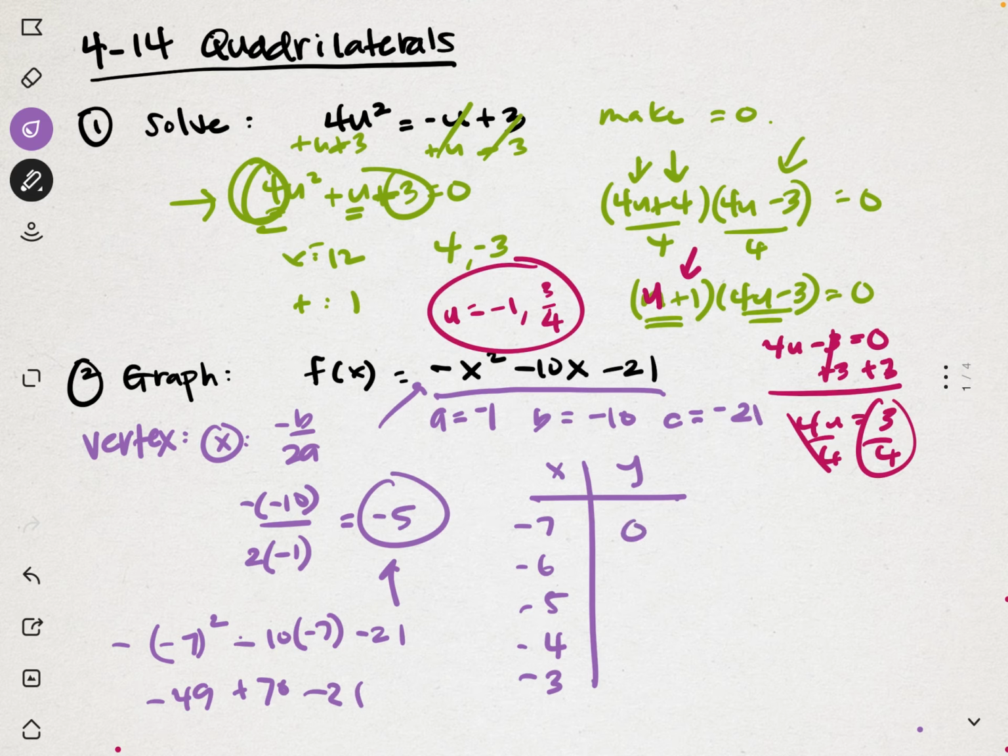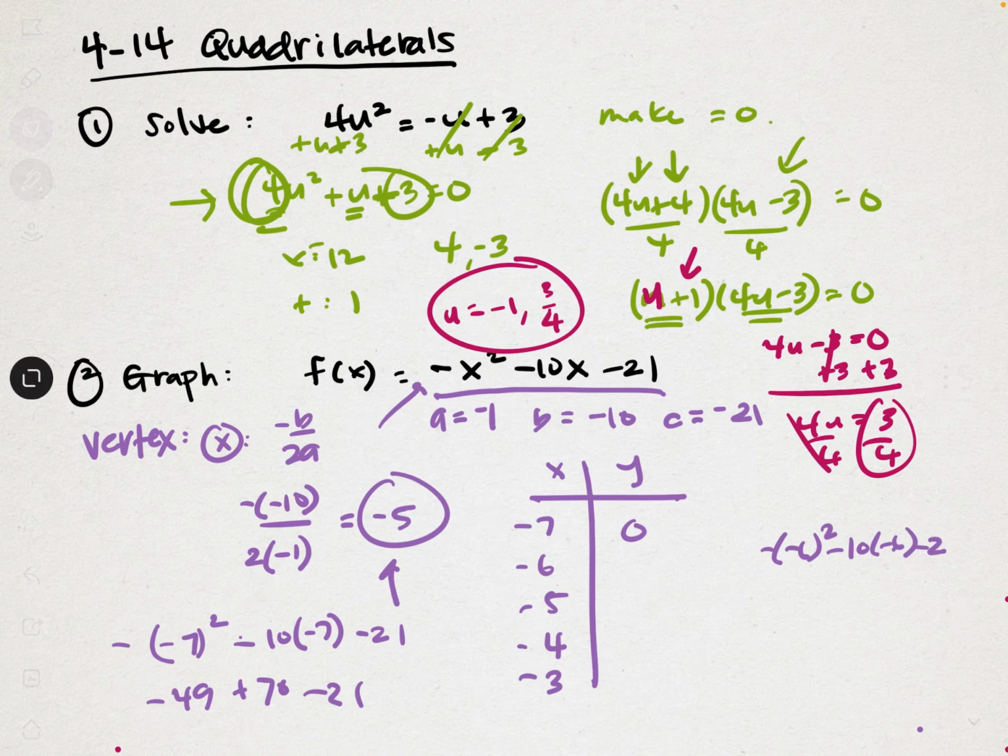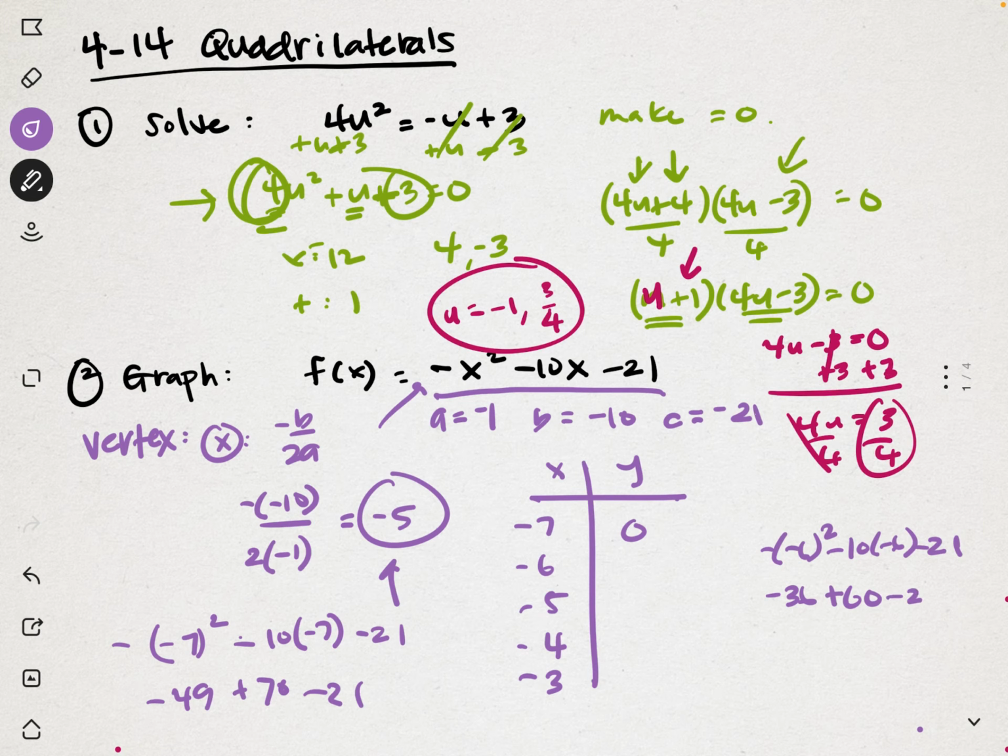Then we can do the next one, but you guys kind of get the idea here. So then we have negative 36 plus 60 minus 21. So that's going to be 24 minus 21 is 3. Okay, and then you continue and then you plot all your points out.